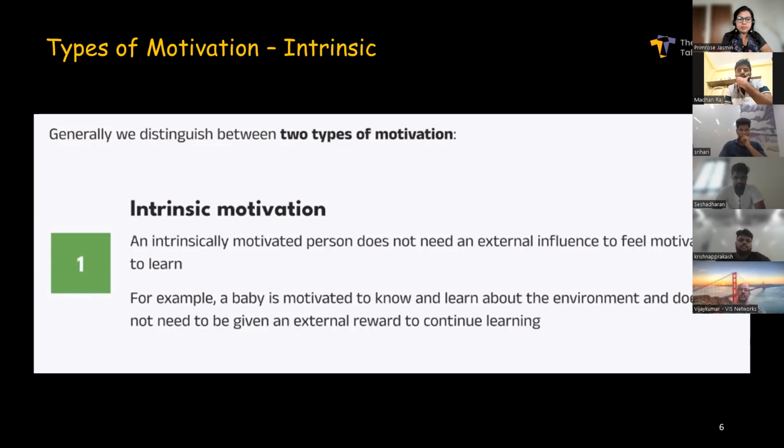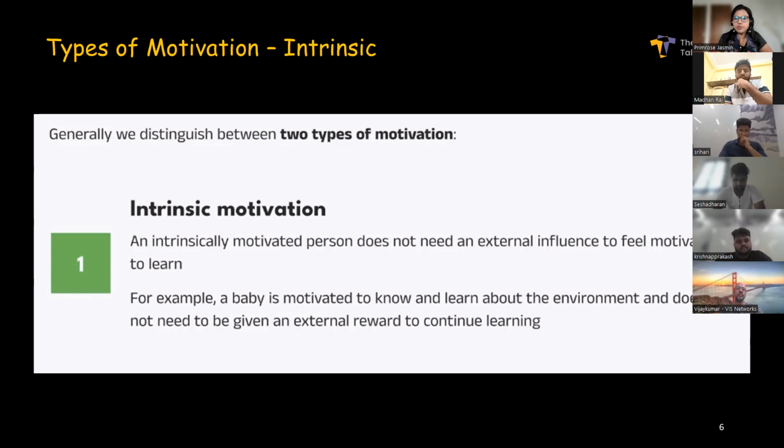Intrinsic motivation. An intrinsically motivated person does not need external influences to feel motivated to learn. For example, a baby is motivated to know and learn about the environment and does not need to be given an external reward to continue learning.